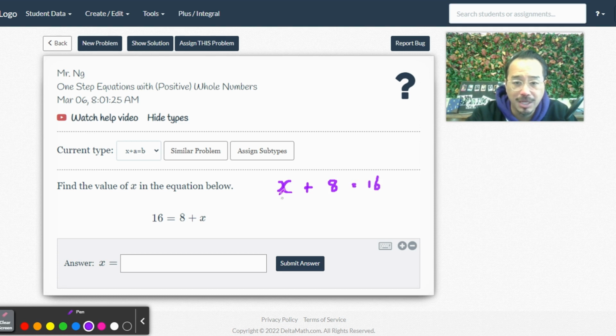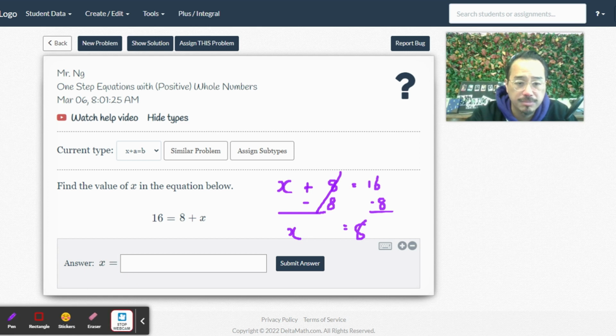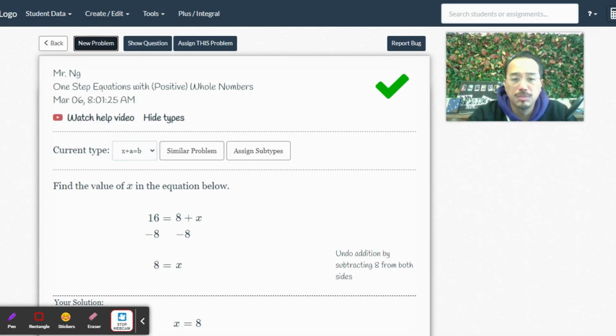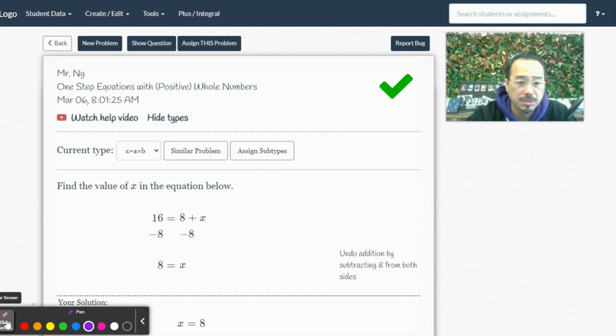Again, I want to isolate the x. So I'm going to subtract 8 on both sides of the equal sign. Like that. 8 minus 8 is 0, so that cancels. I'm left with x. 16 minus 8 is 8. And I put that in. And that's it.